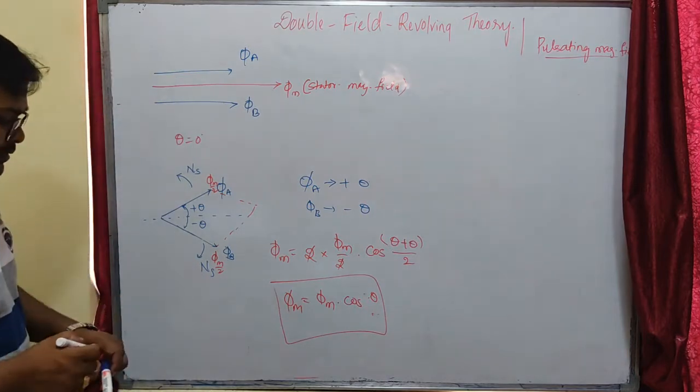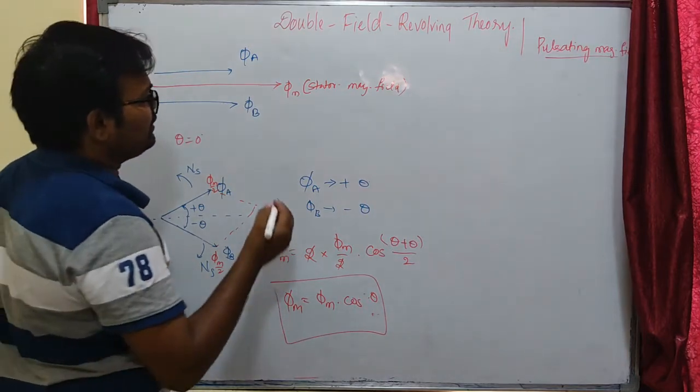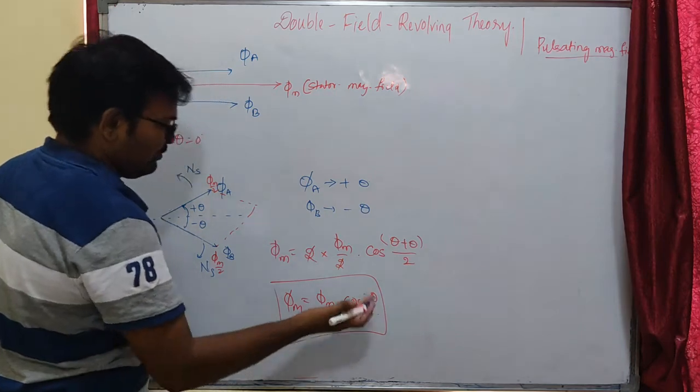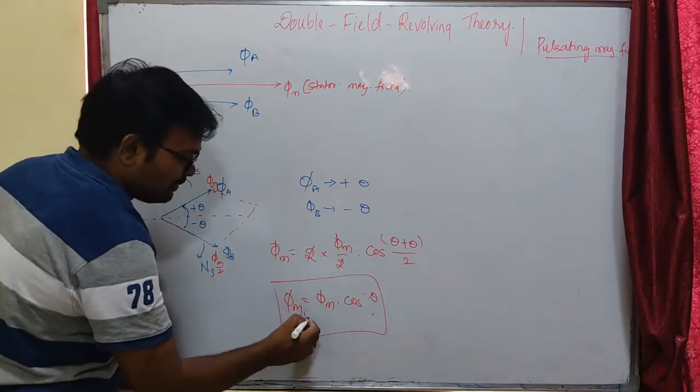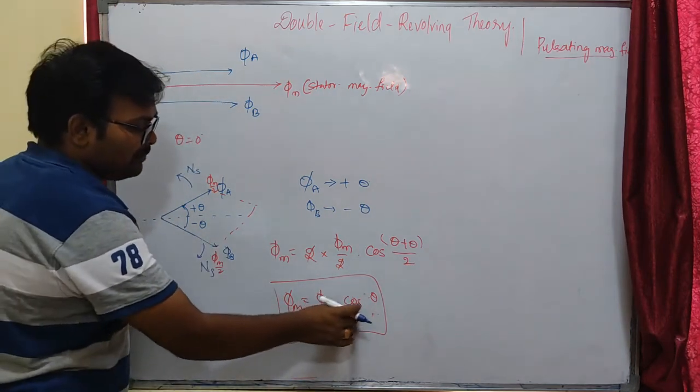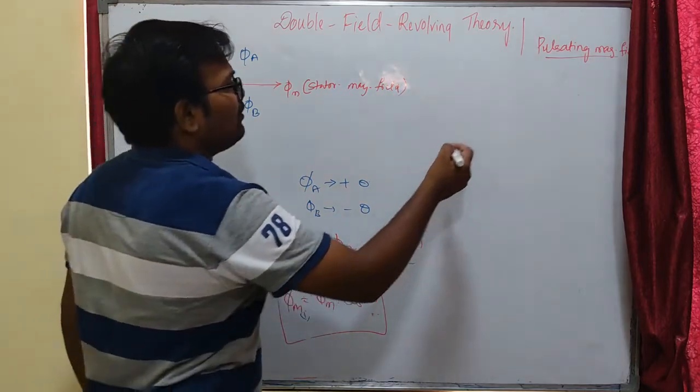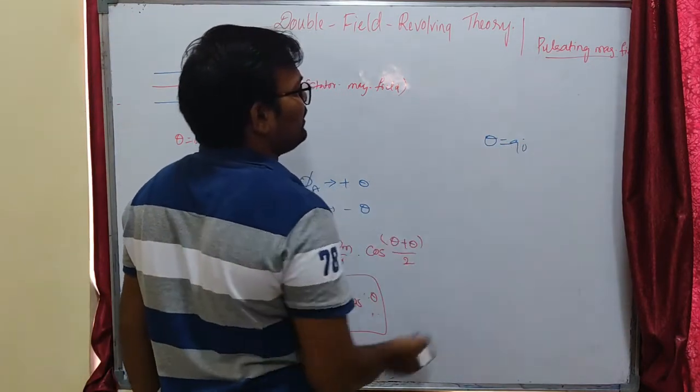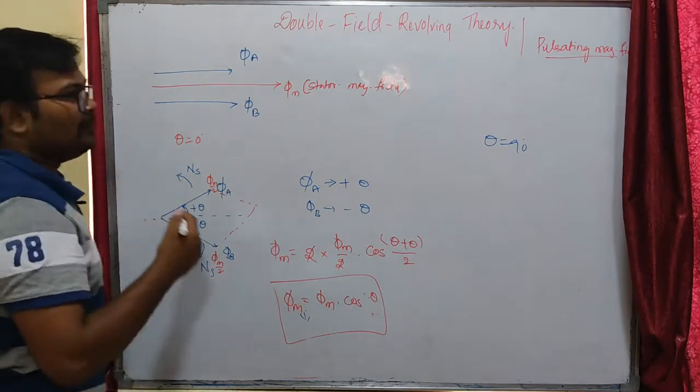Okay, the instantaneous value of net flux, let us consider phi m as the maximum value. Instantaneous, I can say phi m. At this instant, this is the amount of flux. Okay, let us try to have theta equal to 90 degrees. So that means the angle rotated by phi A and phi B is 90 degrees here.